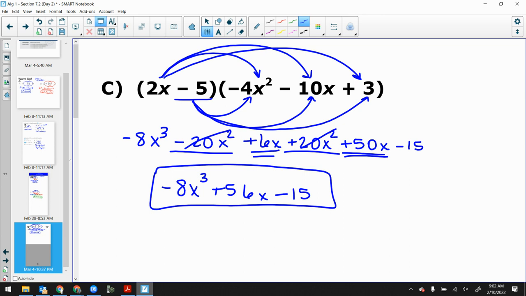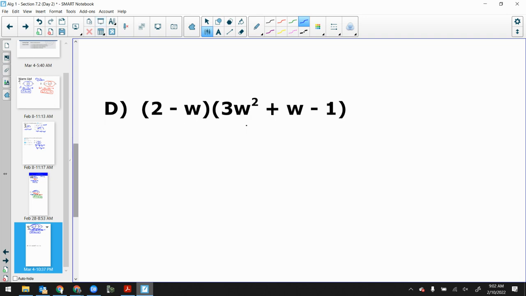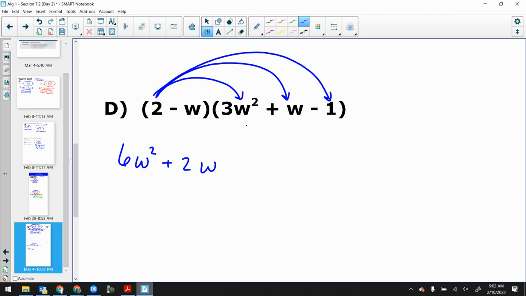Okay, let's take a look at our last one. Now, this one's just going to be a little weird, and the reason being is because the binomial is out of order. I mean, if you wanted to put it in order right now and then multiply in, sure, that would be fine. But I'll do it as is. Let's see what happens. Let's distribute the 2. 2 times 3w squared, 6w squared. 2 times w is 2w. 2 times negative 1 is negative 2.